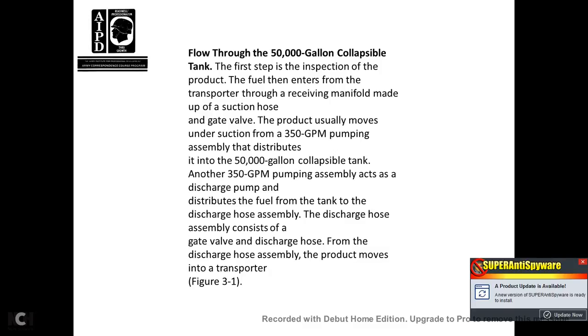Flow through the 50,000-gallon collapsible tank. The first step after inspection is that the product enters from the transport through the receiving manifold, made with a suction hose and gate valve. The product is usually moved under the suction of a 350-gallon pumping assembly that distributes it into the 50,000-gallon collapsible tank. Another 350-gallon pump assembly acts as a discharge pump, distributing the fuel from the tank to the discharge hose assembly. The discharge hose assembly consists of the gate valve and the discharge hose. From the discharge hose assembly, the product moves into transport.